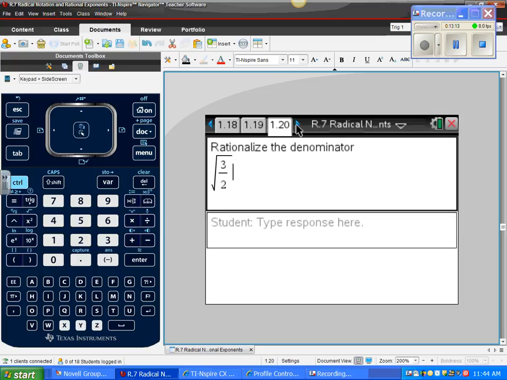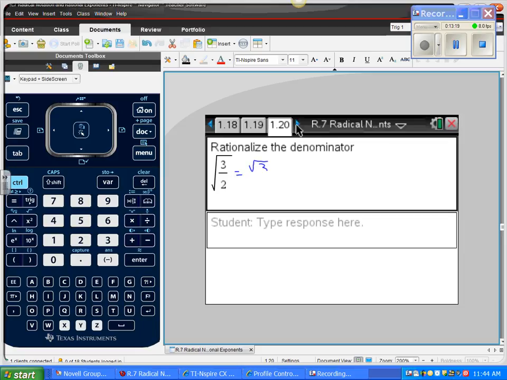Okay, so rationalize the denominator. We know that the square root of 3 halves is the same thing as the square root of 3 divided by the square root of 2, right? So again, we want to multiply by 1 in such a way that we can get rid of that radical 2. We want to make it a perfect square. So what can I multiply the square root of 2 by to make it a perfect square? Well, how about the square root of 2? And since we're multiplying by 1, it has to be the square root of 2 over the square root of 2. Multiplying fractions, we multiply numerator by numerator, denominator by denominator. We get the square root of 6 over the square root of 4, which is the square root of 6 over 2. And that's rationalized. There's no more radical.